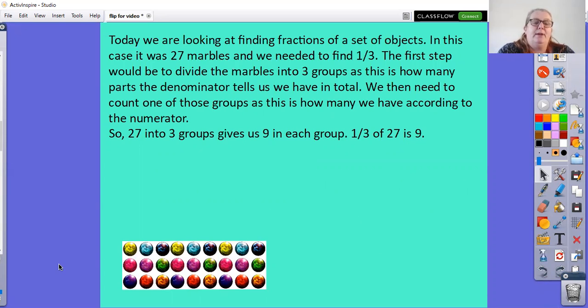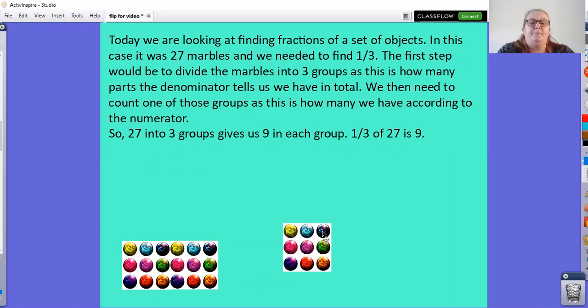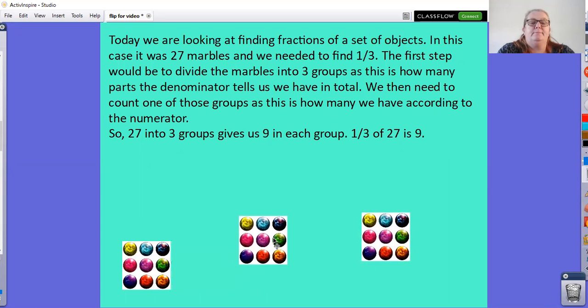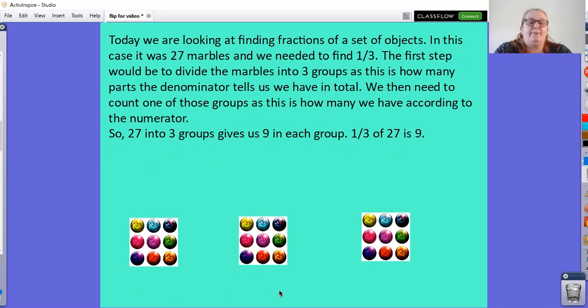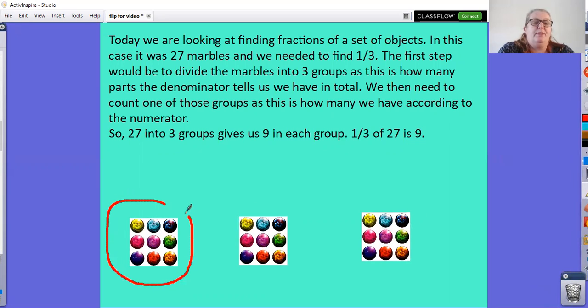So down the bottom here, I have got 27 marbles and I've got to divide them into 3 groups. So there's my 27 marbles in 3 groups. I can see there's 3 clear groups and he's going to give 1/3 of them to his friend. So how many is in 1/3? So in 1/3, there would be 9. So 1/3 of 27 is 9. His friend would get 9.